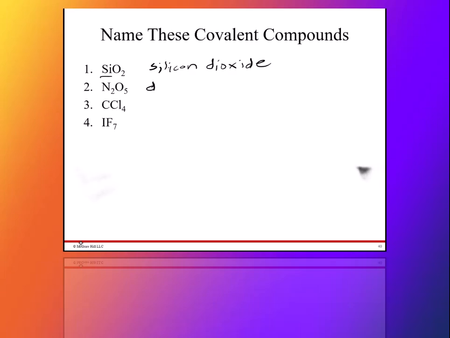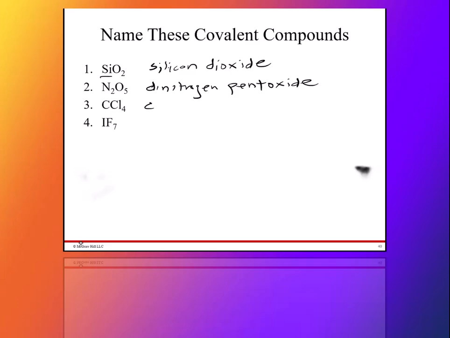This one, you have to tell the person there's 2 nitrogens, so dinitrogen pentoxide. And now here's what we're talking about. Penta has an A on the end, but because oxygen begins with a vowel, we call it pentoxide.